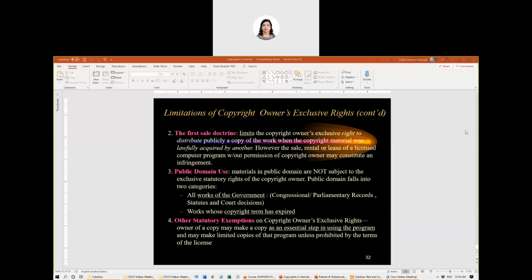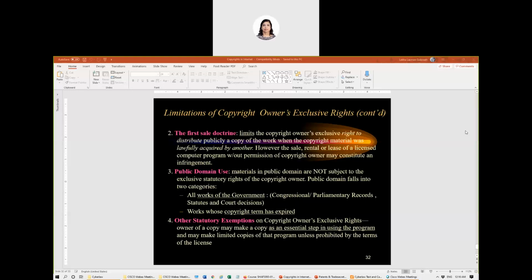So that is public domain use. You're using works that are already in the public domain, and that is a limitation of the copyright owner's exclusive right because the term of protection has expired, right? Or it belongs to government kind of works. So there would be other exemptions.